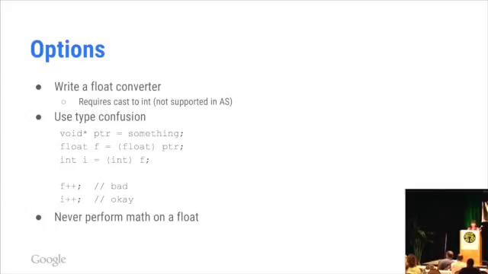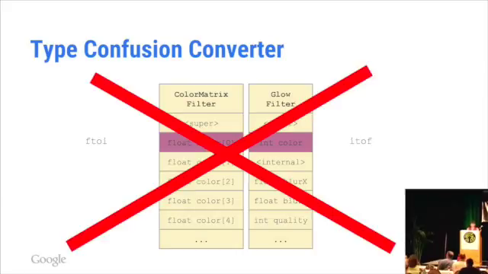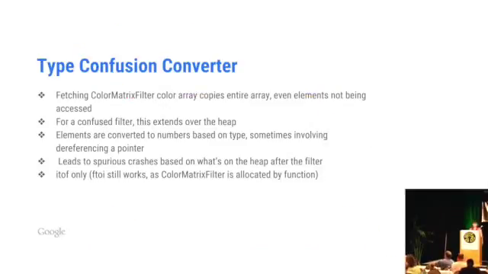So I started off doing this converter. It's a type confusion converter. On one side, you have the color matrix filter, which has a float. And on the other side, you have the glow filter, which is an int. And then you can go back and forth and cast an int to a float, except this doesn't actually work. This is one of the more interesting things that led to unreliability that I think is something you might not expect when you start.